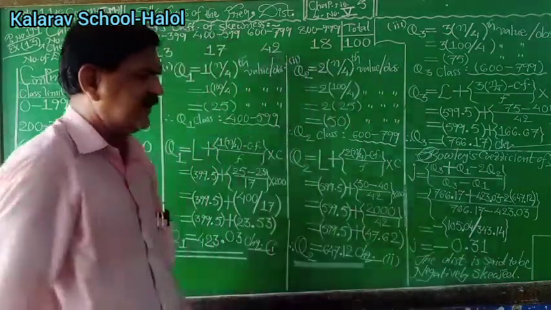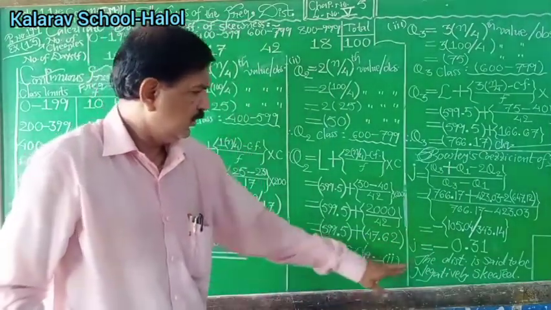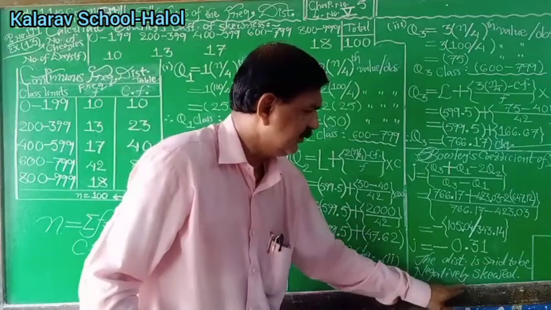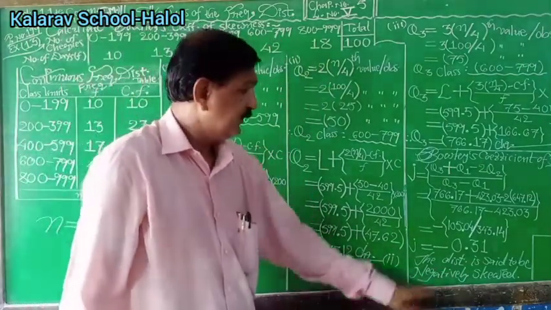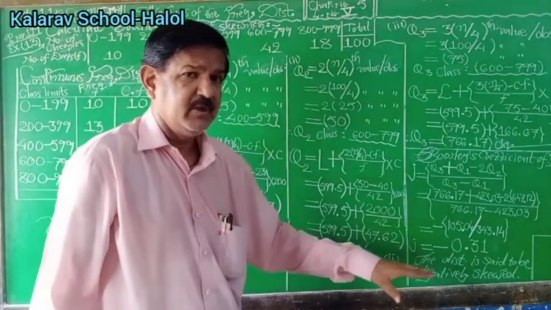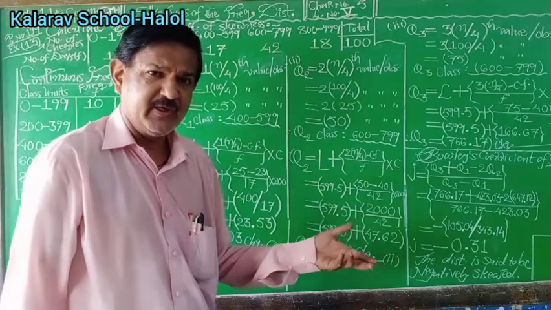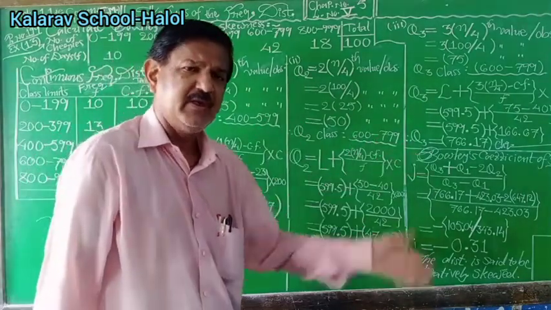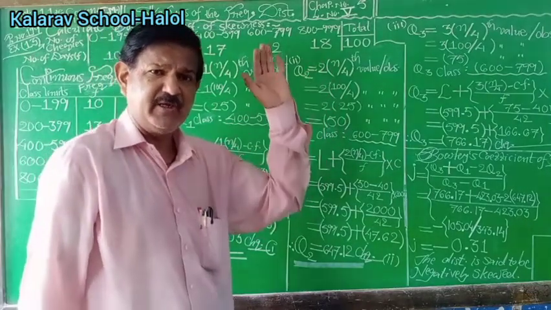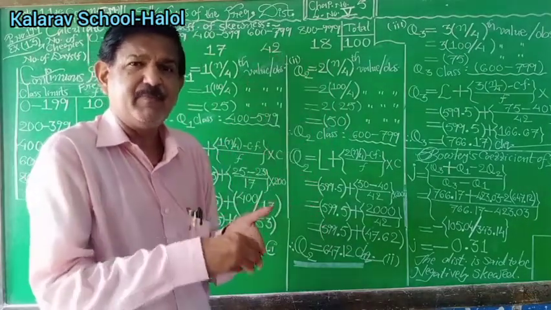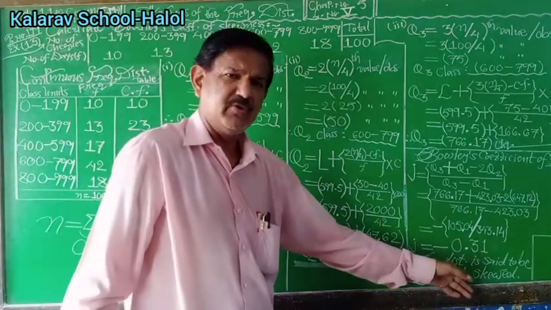As the minus sign is there, the distribution is said to be negatively skewed. Negative skewness is there, and as the answer is below 0.5, the skewness is of low degree. If the answer is exactly 0.5, then it is of moderate degree, and if above 0.5, then it is of high degree. 0.90, 0.95 means extremely high degree, and exactly 1 is perfect positive skewness. Exactly minus 1 is perfect negative skewness.